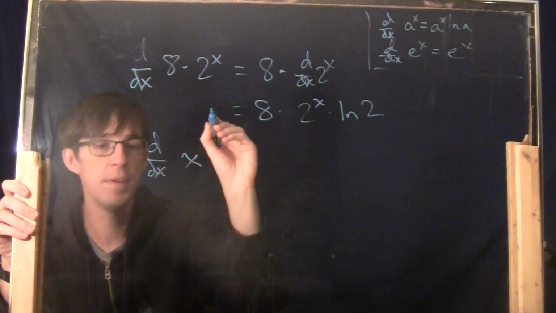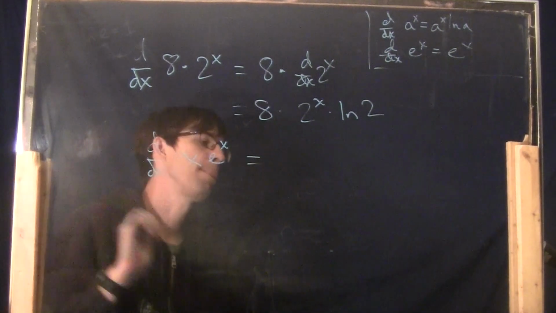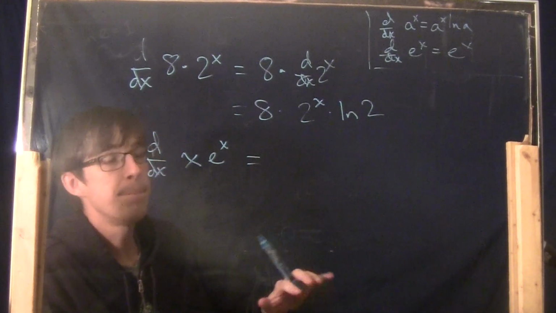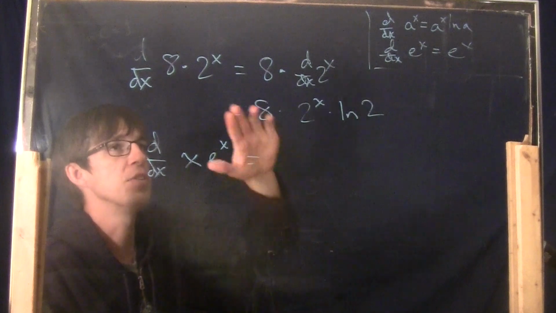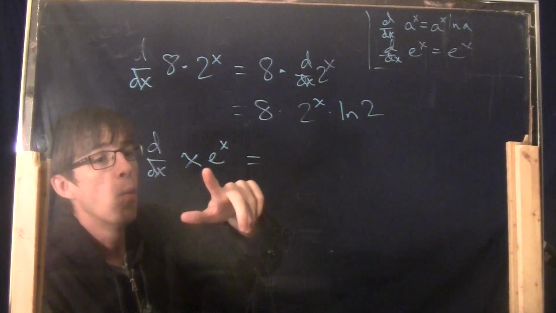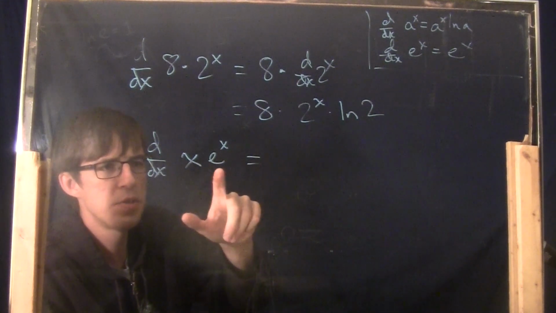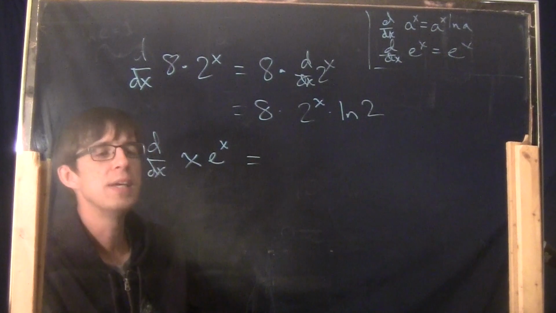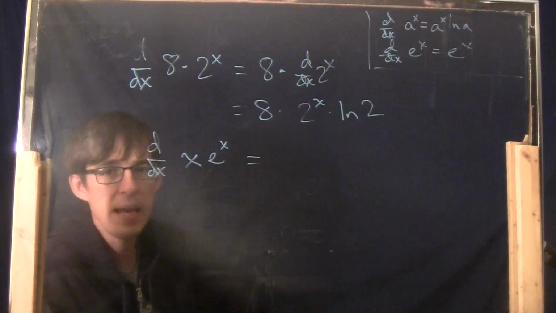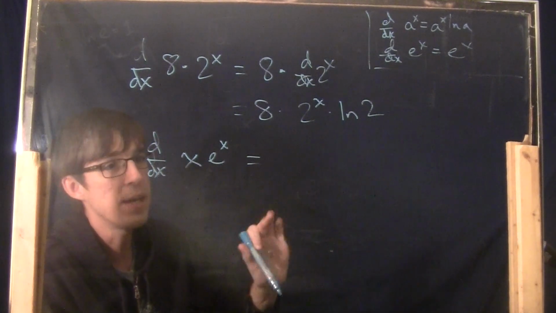How about the derivative of x times e to the x? Over here, when I multiplied by 8, that was very simple to handle. You just leave the 8 alone and take the derivative of the other part. What about multiplying by x? Can I just leave this x alone and just do the derivative of e to the x? The answer is no. This thing about leaving the 8 alone only works because 8 is just a constant. If it has some x's in it, you can't do that.